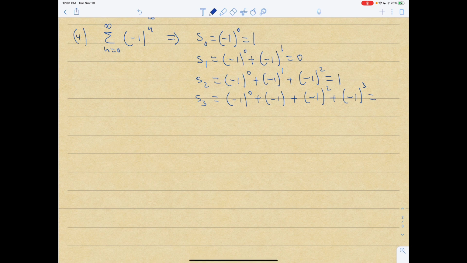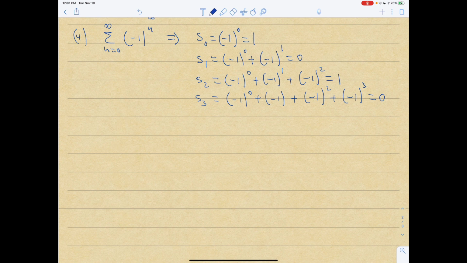Well, again, I know that the sum of the first three terms, the same as S2, is equal to plus 1, then minus 1 cubed is minus 1, plus 1 minus 1, 0. So already I see the pattern that S0 is 1, S1 is 0, S2 is 1, S3 is 0. So you can use induction to show that actually S with any even index is 1, and S with any odd index is going to be 0.